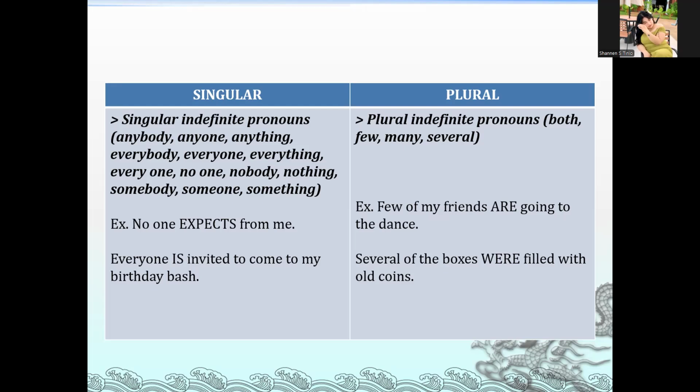Few of my friends are going to the dance. Both of my parents are working abroad. Several oranges were rotten in the basket.